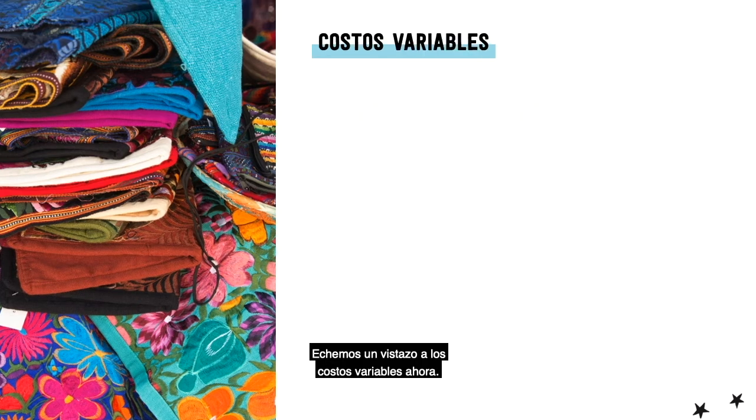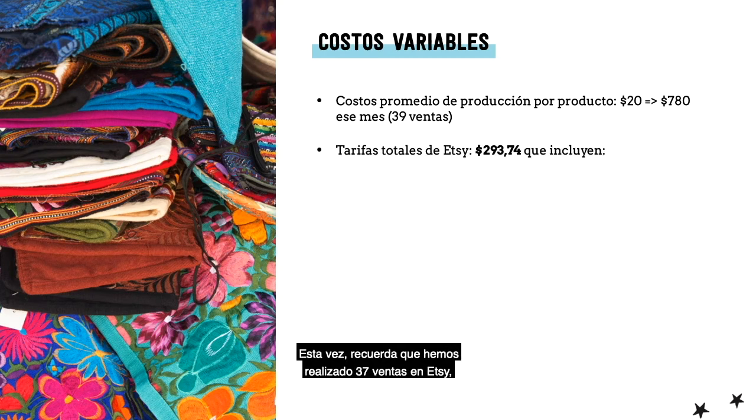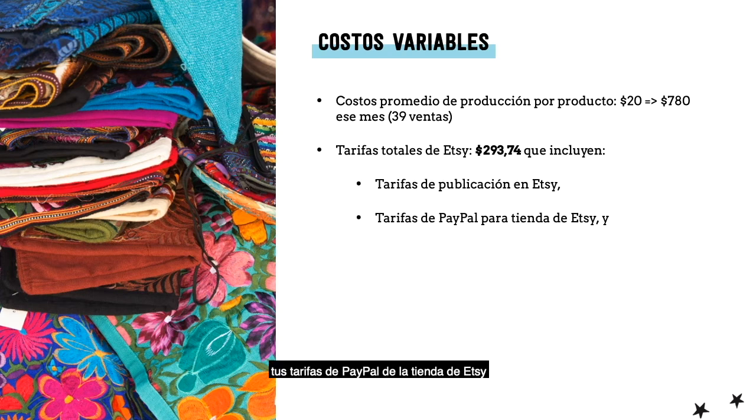So let's take a look at the variable costs now. The average production cost per product is still $20, but we know that we have made 39 sales. So our production costs that month are going to be 20 times 39, which is $780 in this given month. We are also paying still for Etsy fees. This time, remember, we have made 37 sales on Etsy, which means that the total fees on Etsy this month are $293.74, and that includes your Etsy listing fees, your Etsy shop PayPal fees, and your Etsy transaction fees.